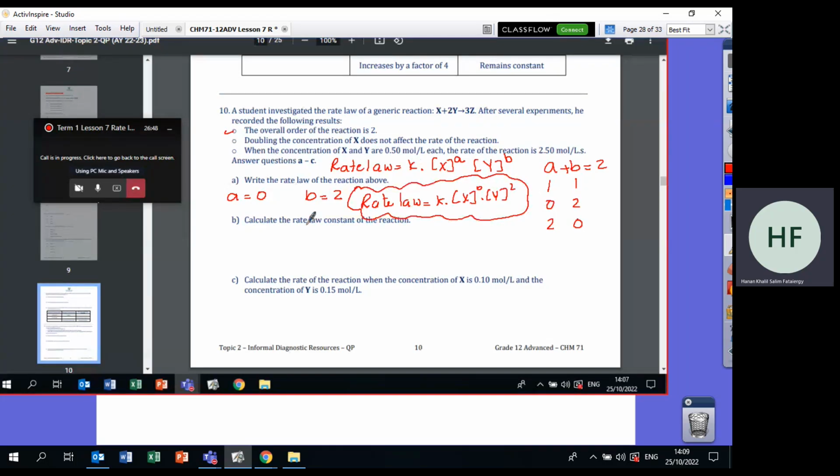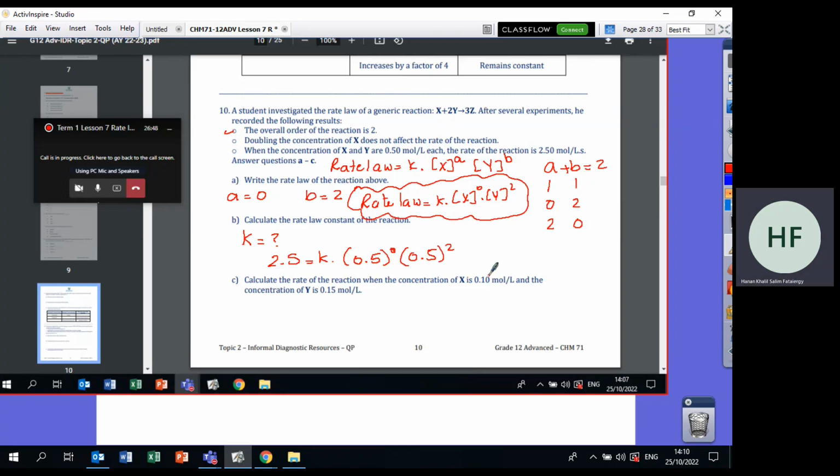I think this is very easy. Now calculate the rate law constant. When I say rate law constant, this means I need to find K. Where is the formula? This is the formula. In order to calculate K, I need to know the rate law, and I need to know X and Y. It's written here. When the concentrations of X and Y are 0.5, so X is 0.5 and Y is 0.5, the rate of the reaction is 2.5. So I will say 2.5 equals K times 0.5 power 0 times 0.5 squared. Okay, and then you will calculate K.